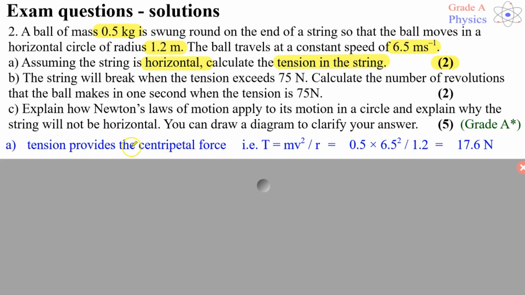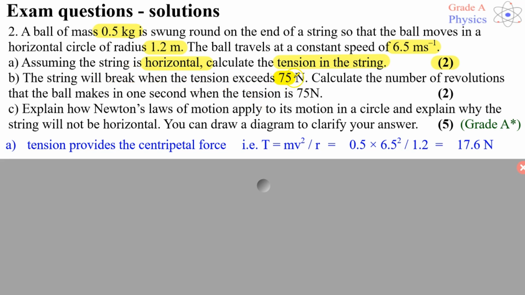So the tension provides the centripetal force. That's a really standard situation. So all we're doing is calculating mv squared over r, and we get 17.6. So that's a straightforward 2 marks. Part B is a little bit more tricky.